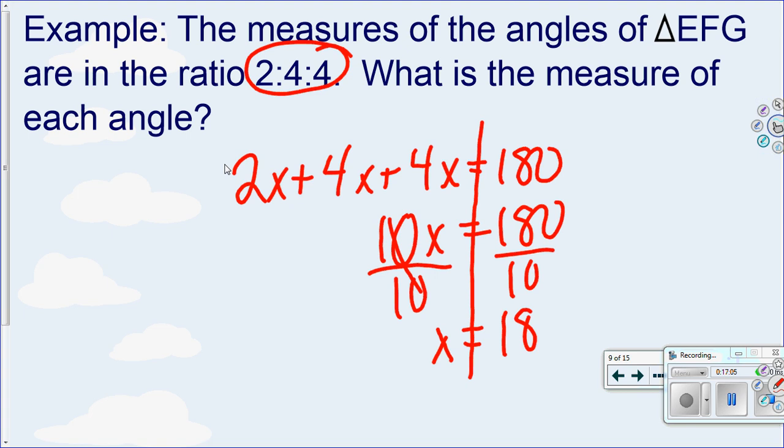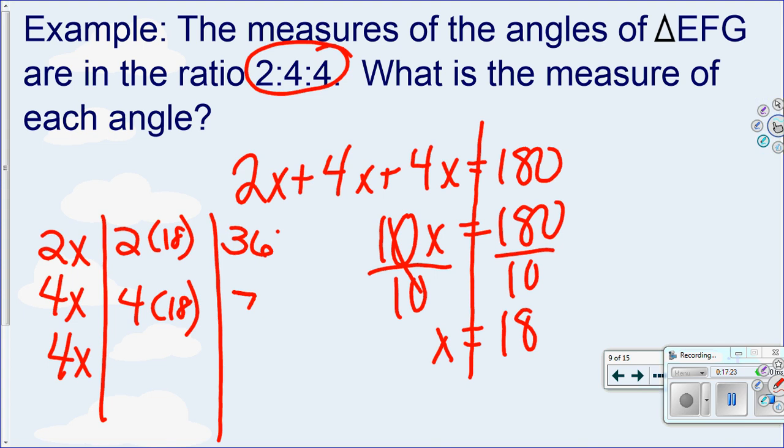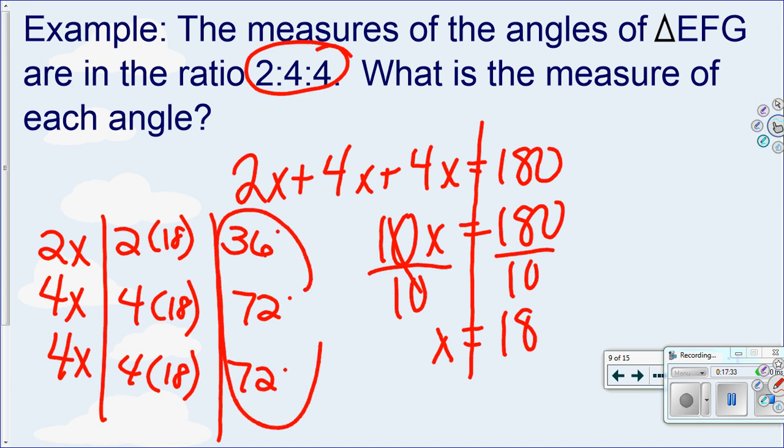18. So now I'm going to make myself a little table. 2x is one angle, 4x is another angle, 4x is my third angle. So 2 times 18 is 36 degrees for one angle. 4 times 18 is 72 degrees for my second angle. And my third angle is also 72 degrees. So these are my three angles in this triangle. Does anyone know what kind of triangle that's going to be if two of the angles are the same? It's going to be an isosceles triangle.